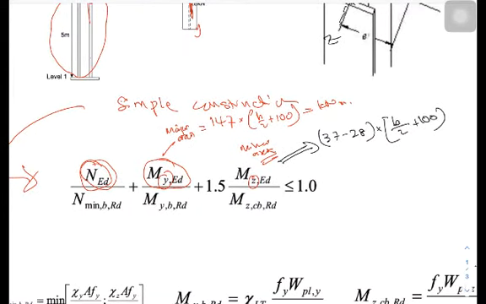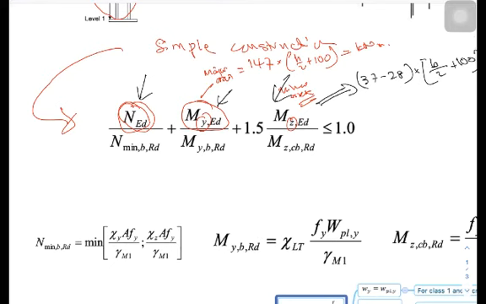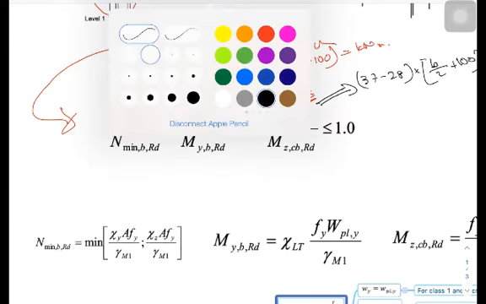Okay, so that is the design effect based on axial load, moment about the y-axis, and moment about the z-axis. Now, the one at the bottom is the resistance.